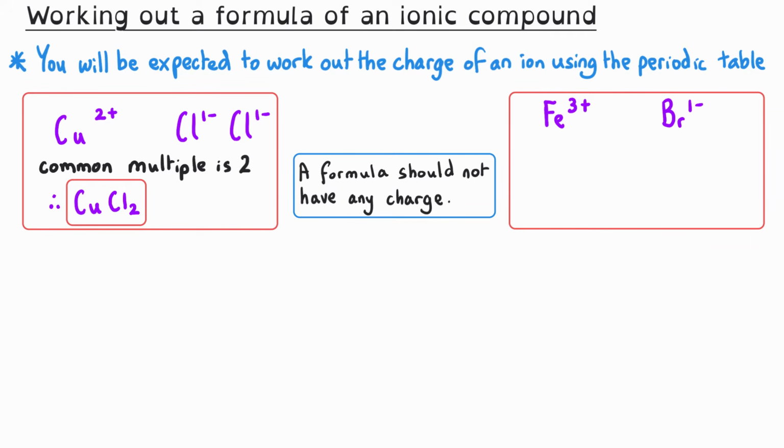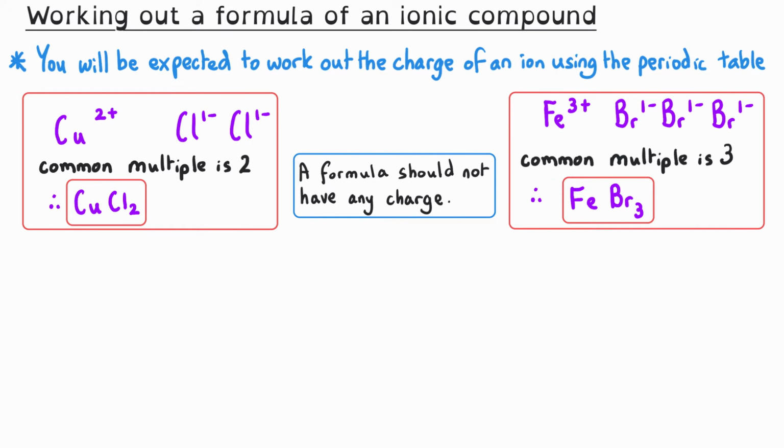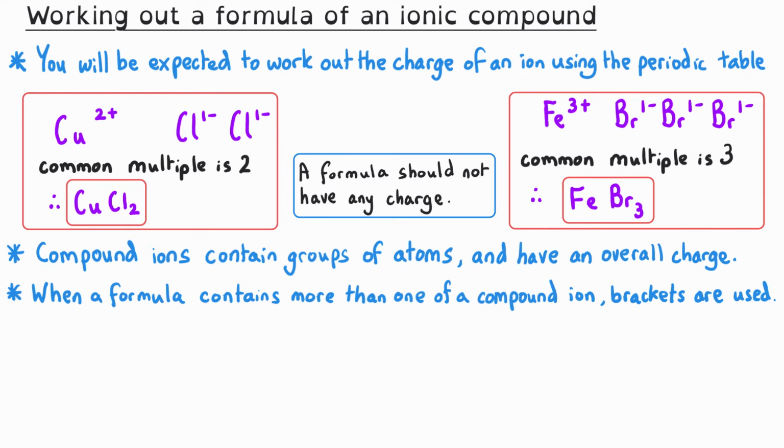As a second example, iron(III) bromide. The common multiple on this occasion, because the iron is a 3+ charge and the bromide is 1-, is 3. And so we already have 3 for the iron 3+, but the bromide we are currently at 1, so we need 3 of those bromide ions to have 3 negative charges overall. And so we would write the formula FeBr3.